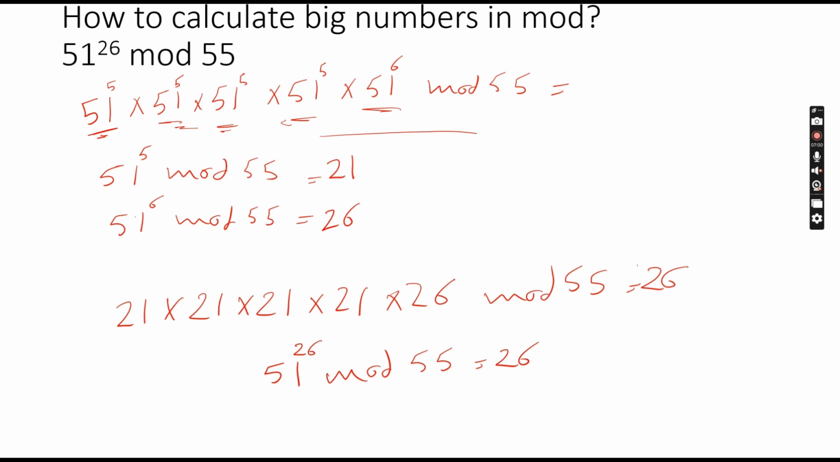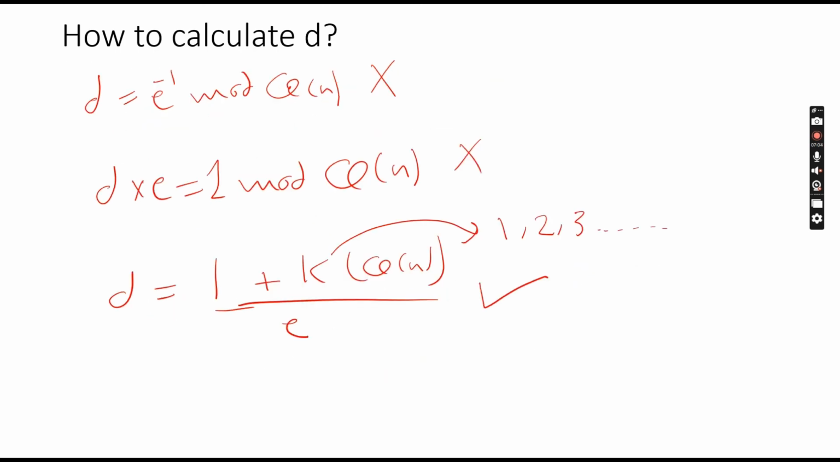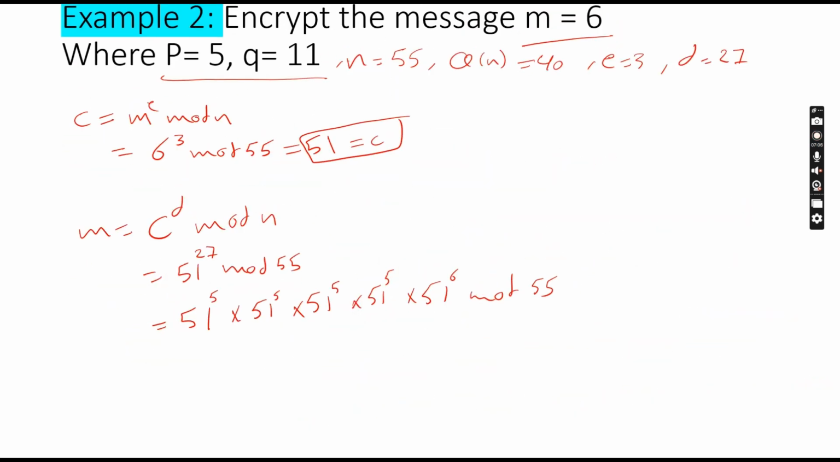Correct? The answer is 26. Are we sure? I don't think so. So let's calculate it, because the answer should be 6, which is the message. Let's calculate this one. 1, 5, 10, 15, 20. Okay, so it should be 27 here. It's not 26, it's 27.